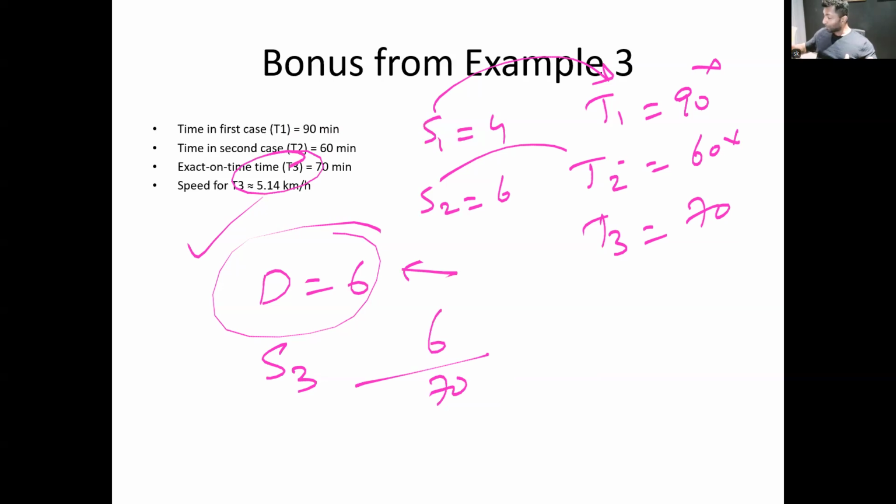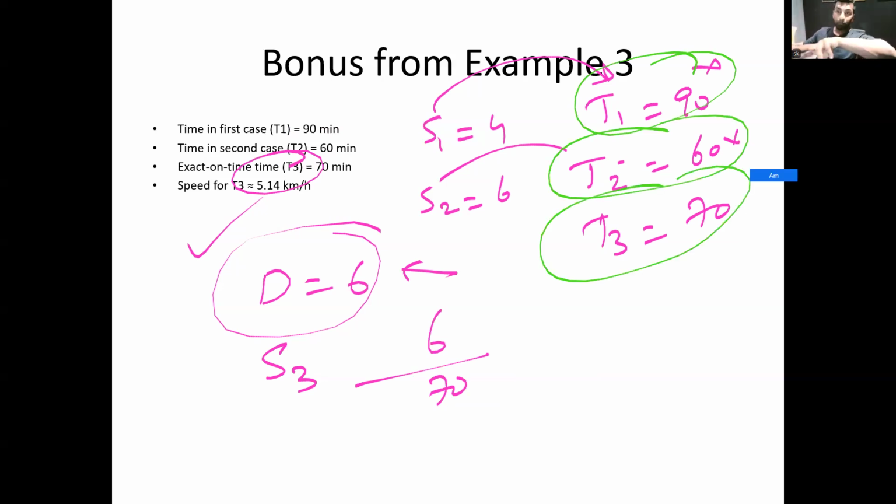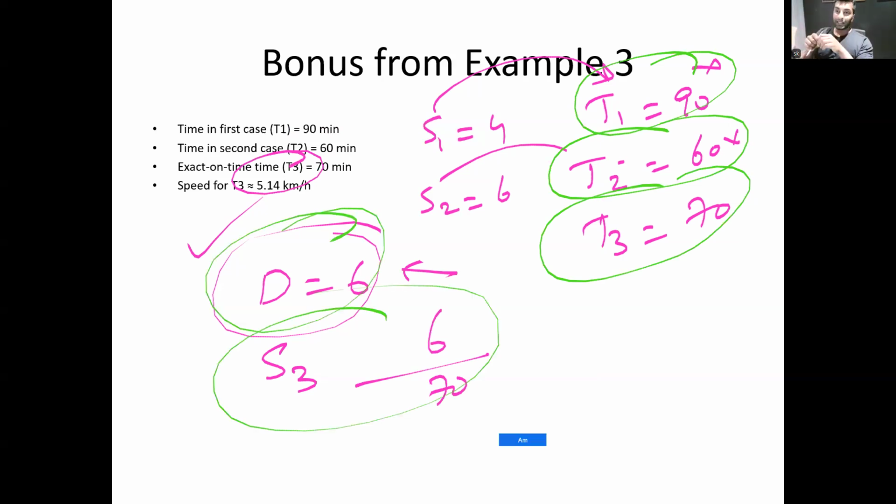So what are the question probabilities? Question number 1, first time taken. Question number 2, time taken in the second case. Question number 3, what could be the exact time he can take? Question number 4, what is the distance? Question number 5, what could be the speed at which he should travel so that he will reach on time without being late or early?